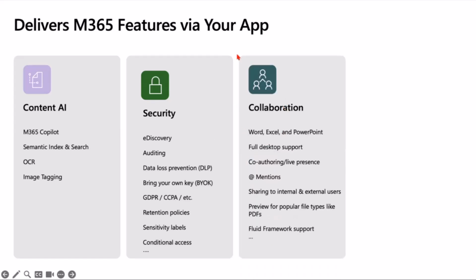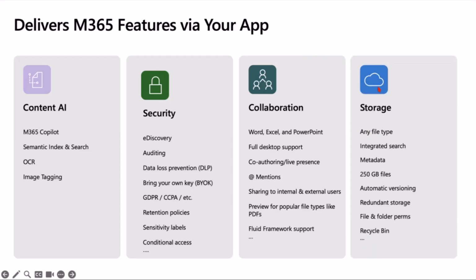Collaboration is probably the number one feature that we see customers requesting. When you are in your custom application and you want to co-author, you want to @mention somebody, within the graph endpoint, we'll show you exactly what that looks like. Simply drop that in as a hyperlink into your application. It launches the Office experience and you're doing Office there. Nothing needs to be done from the developer perspective to enable that.